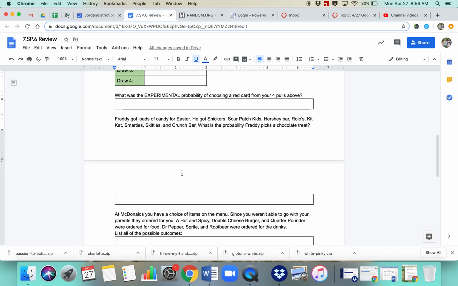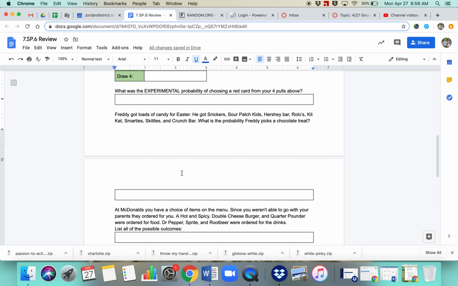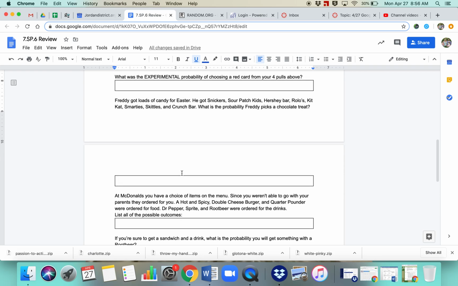Freddie got loads of candy for Easter. He got Snickers, Sour Patch Kids, Hershey's bar, Rolos, Kit Kat, Smarties, Skittles, and a Crunch bar. What is the probability Freddie picks a chocolate treat? So you're going to count up how many treats there are and then how many of them are chocolate.